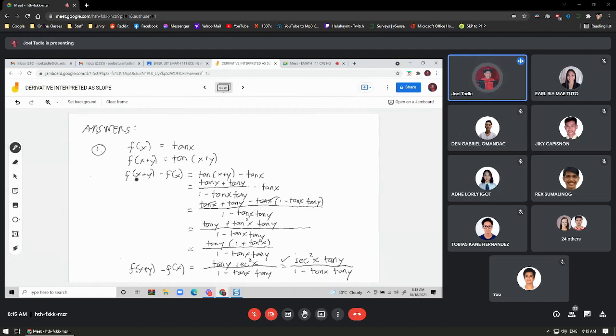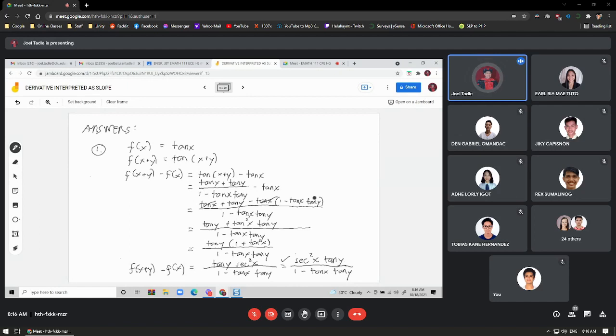so our f of x plus y minus f of x is equal to tangent of x plus y minus tangent of x. So the left side we will work out, guys, until we arrive at an answer equal to the right member of the given equation. So we work out the left side, using the identity of tangent of x plus y, which is equal to tangent of x plus tangent of y over 1 minus tangent x tangent y.